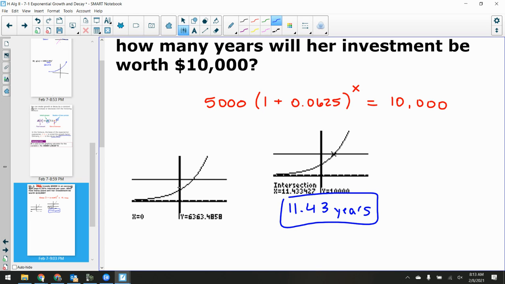Earlier on when I had said I'm going to be doubling your money each month, you know what percent interest that was? 100% interest. Right? That's what that was. I'm taking all your money and I'm doubling it. That's 100% interest. That's why it was 2 to the x power. So 11.43 years. That's how long it would take.